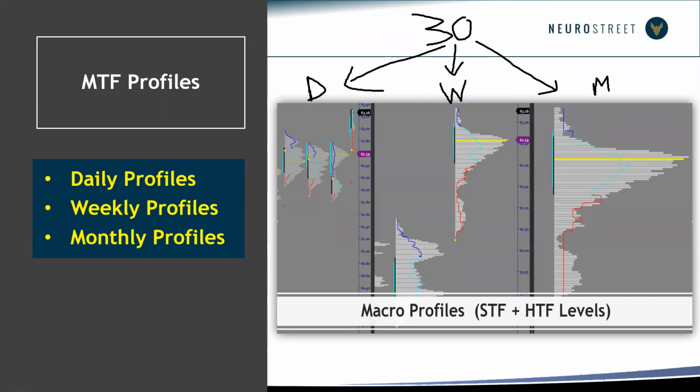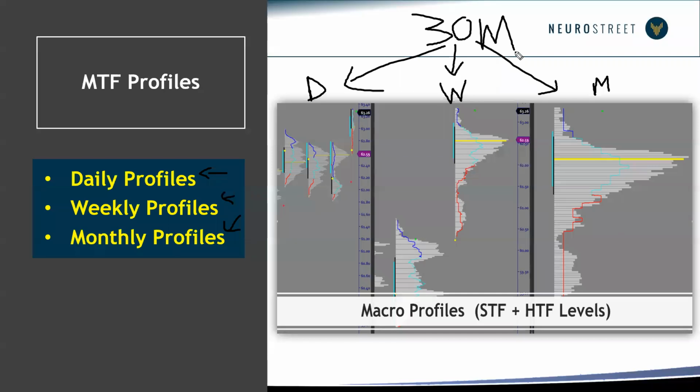Okay. And Richard, I just answered that. So you can see the dailies, the weeklies, and the monthlies, they're all on a 30-minute, because institutional profile strategies, or the actual art of TPO analysis or volume profile, was built on the foundation of a 30-minute chart.